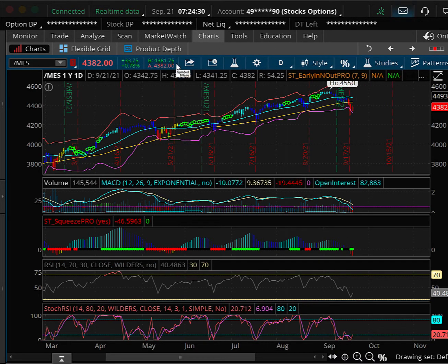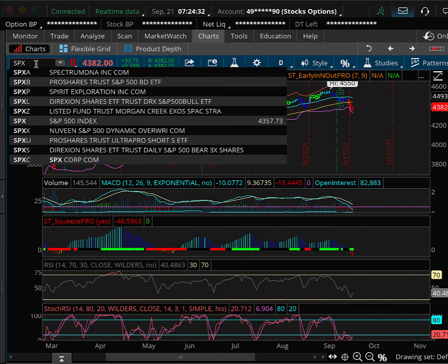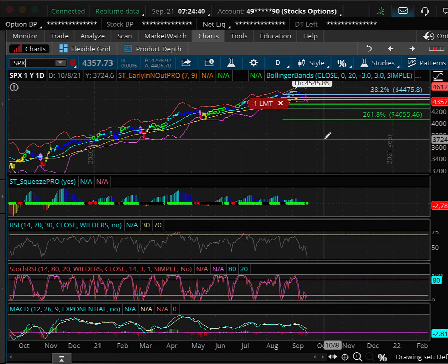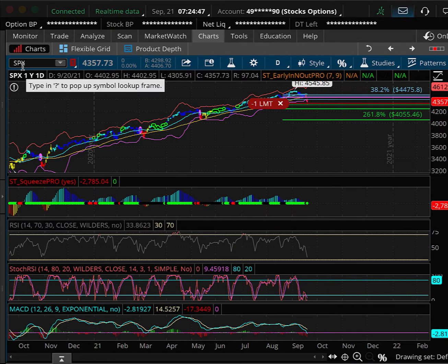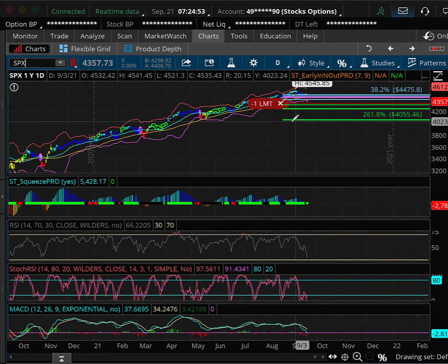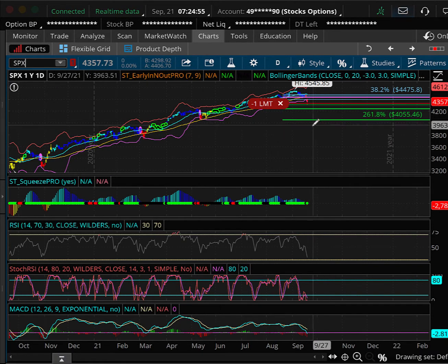So let me change this to SPX just to show you how that looks. And it's very similar, because the micro futures is basically the S&P, the SPY index, and the SPX is 10 times, Roman numeral X, the SPY. So the chart is basically similar, off just by a little bit.